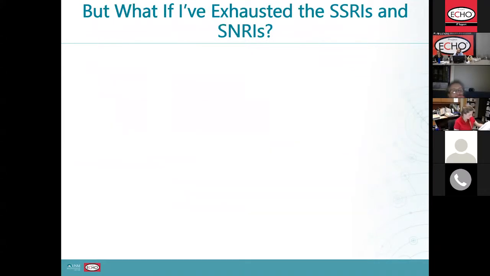So, but what if I've exhausted the SSRIs and the SNRIs, right? So many of us in the primary care setting are pretty comfortable working with the SSRIs and SNRIs. They're very user-friendly. And we may be comfortable using bupropion, we may be comfortable using mirtazapine, but we may not be comfortable using other medicines from different classes or using the augmentation agents. Well, this is where I suggest venturing out into the unknown seas.